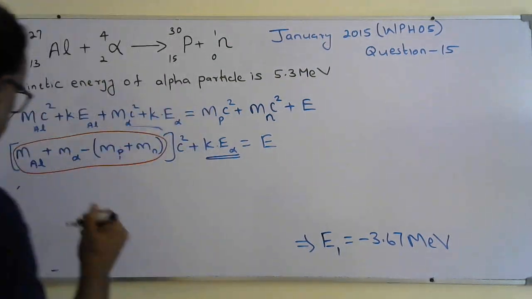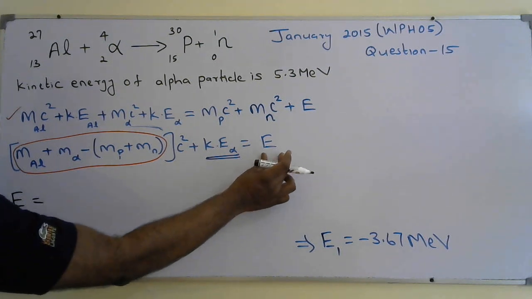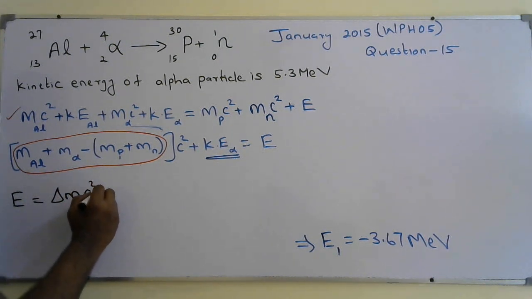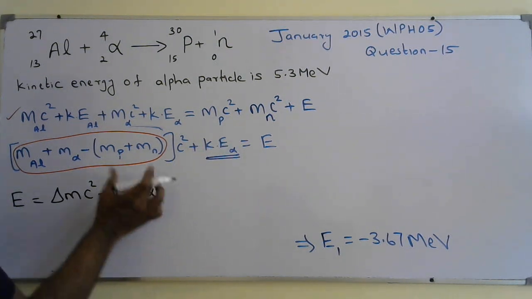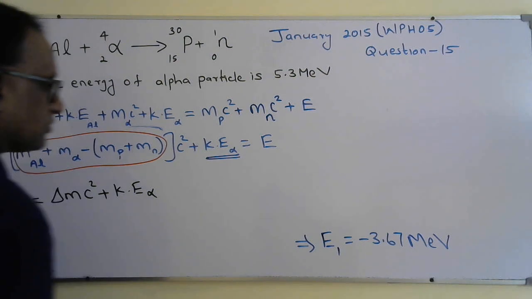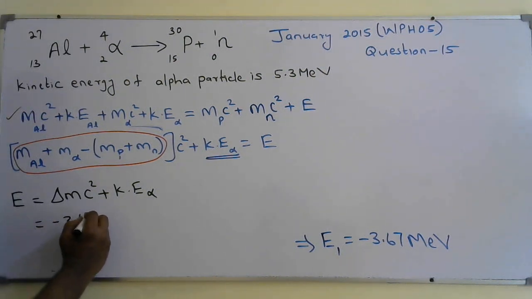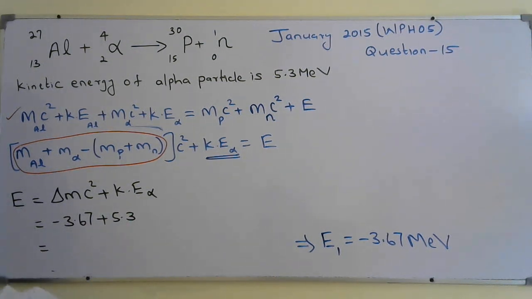So E is the energy release. This energy E is equal to delta M c squared plus the kinetic energy of alpha. The kinetic energy of alpha is 5.3, so that is minus 3.67 plus 5.3, and you will get the final answer 1.63 mega electron volt.